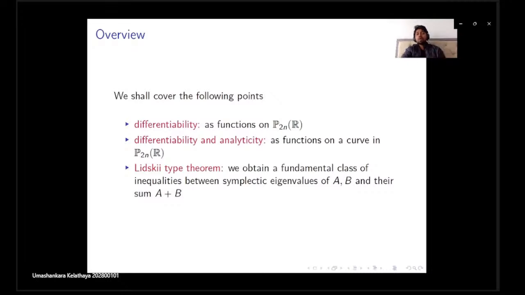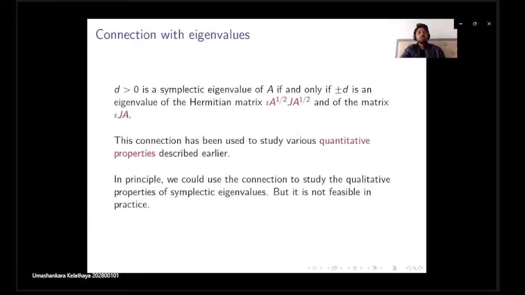Now, one could ask a natural question. We know that symplectic eigenvalues and eigenvalues are analogous notions. So is there a mathematical connection between them? And if there is some connection, can we exploit that connection to study the behavior of symplectic eigenvalues using the theory of eigenvalues? Well, the answer is yes, there is a connection.